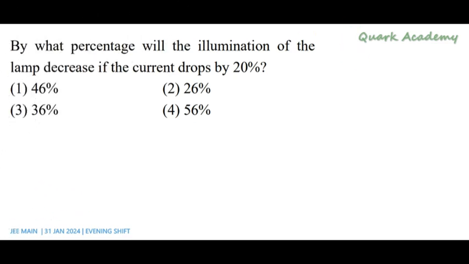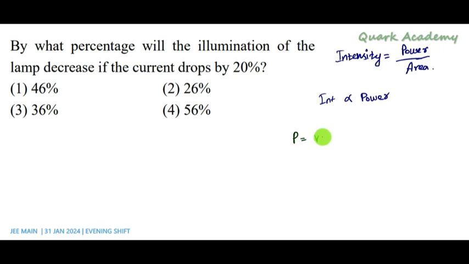In this question, we need to calculate the change in illumination, or how much the illumination has decreased as the current is dropped 20% in a lamp. So here illumination means intensity. Intensity is nothing but power per area. Since in this case the area remains same, the intensity is directly proportional to power. So if we calculate how much power is changed in this bulb or the lamp, then we can calculate the percentage of change in the illumination.